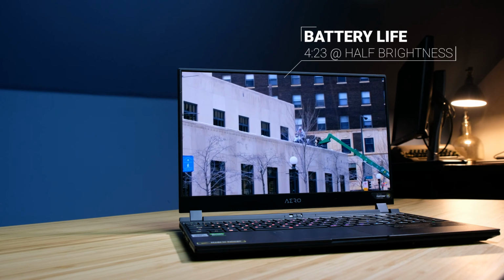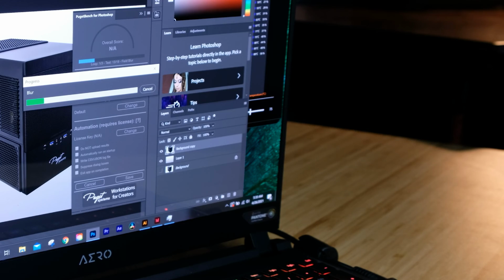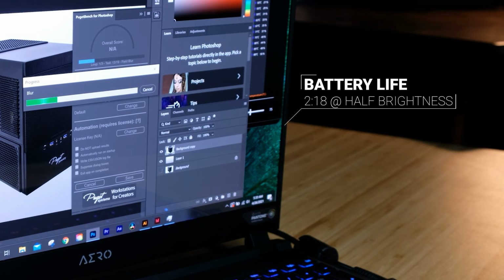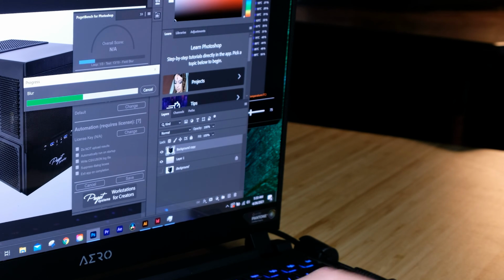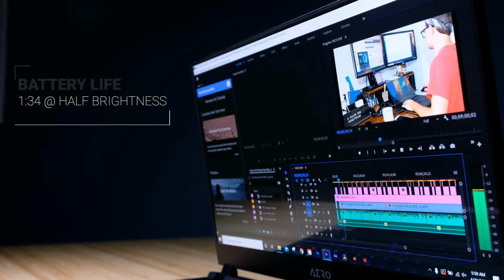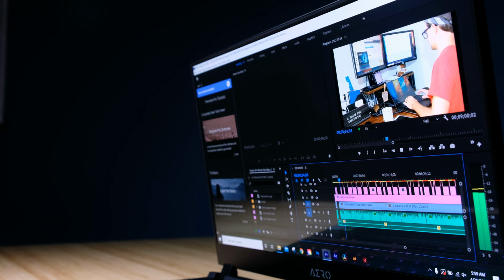Now, in order to test Photoshop, I took the Puget Systems Photoshop benchmark and ran it on repeat, and the battery lasted about 2 hours and 18 minutes. In order to do 4K playback in Premiere Pro on your battery, running that on loop, you're gonna get about 1 hour and 34 minutes. So this battery isn't fantastic. You're definitely gonna wanna bring the charger with you if you're an on-the-go creator.